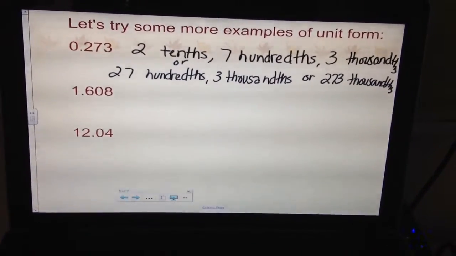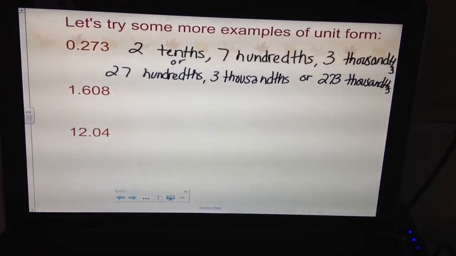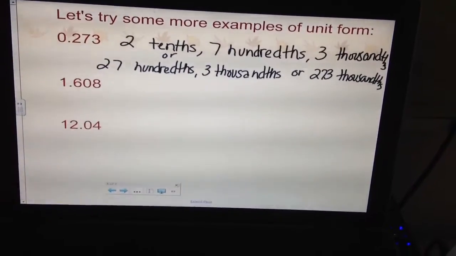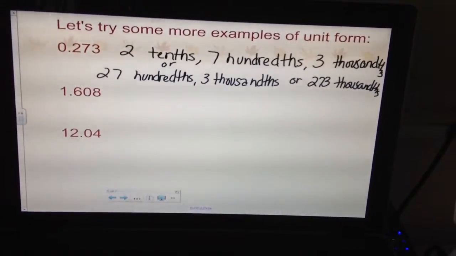All of those variations are considered unit form, and they are all correct. It doesn't matter which one you use. You just want to make sure that you have the number, and then you show how many units.